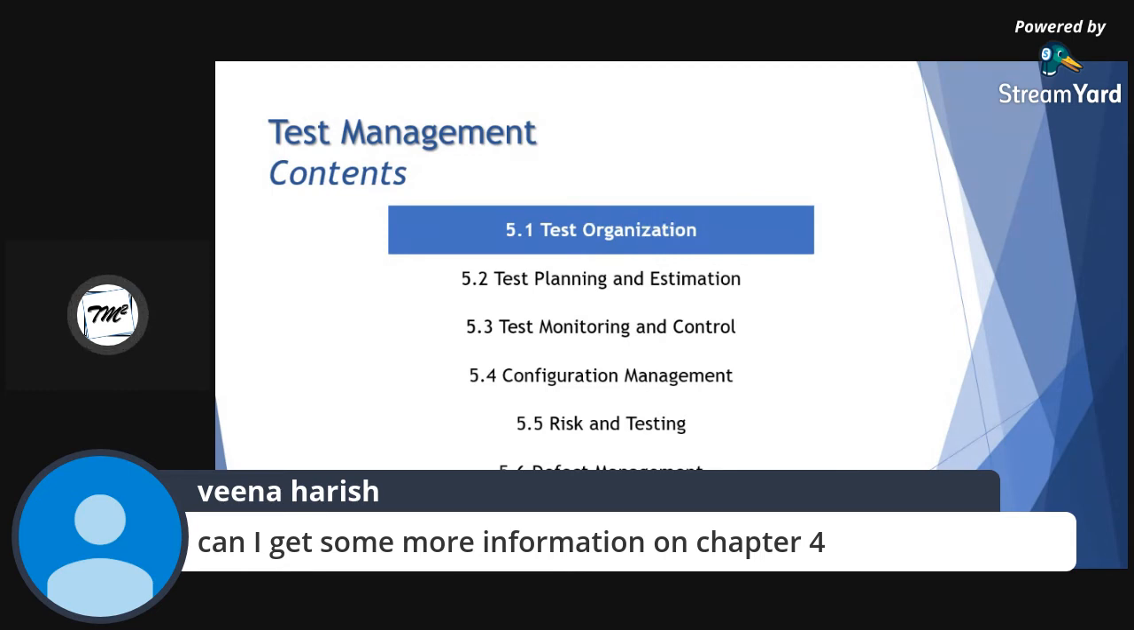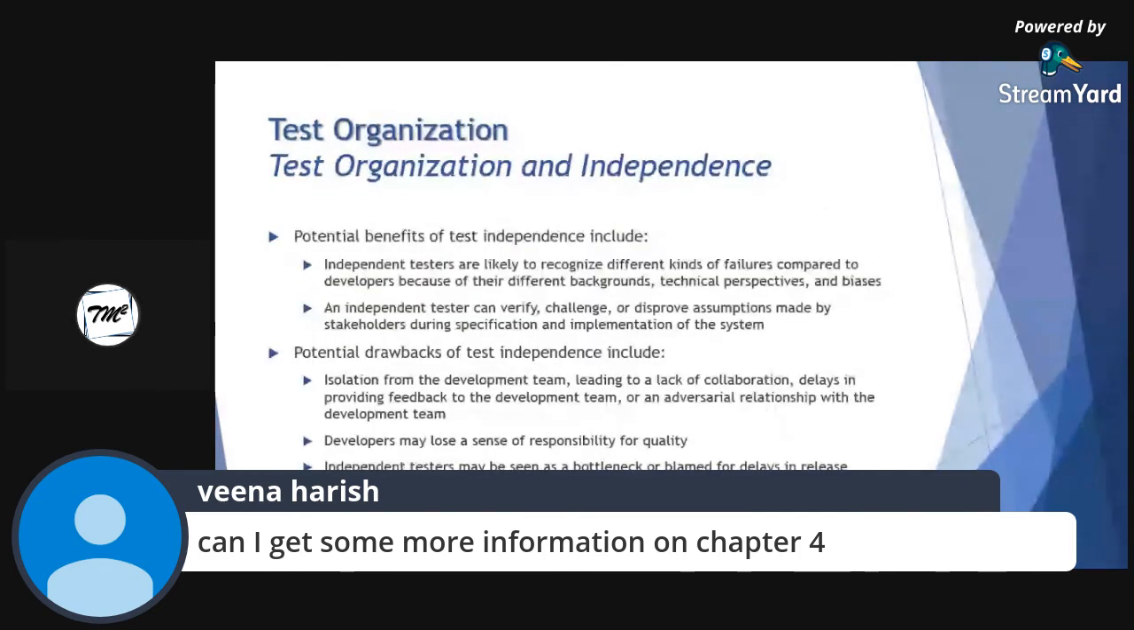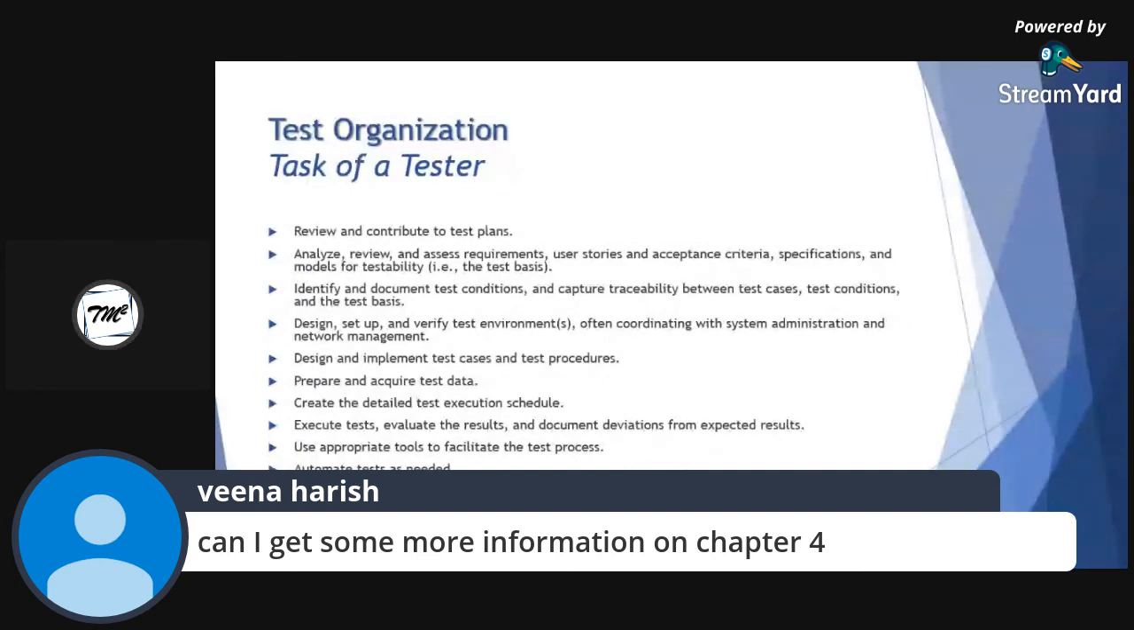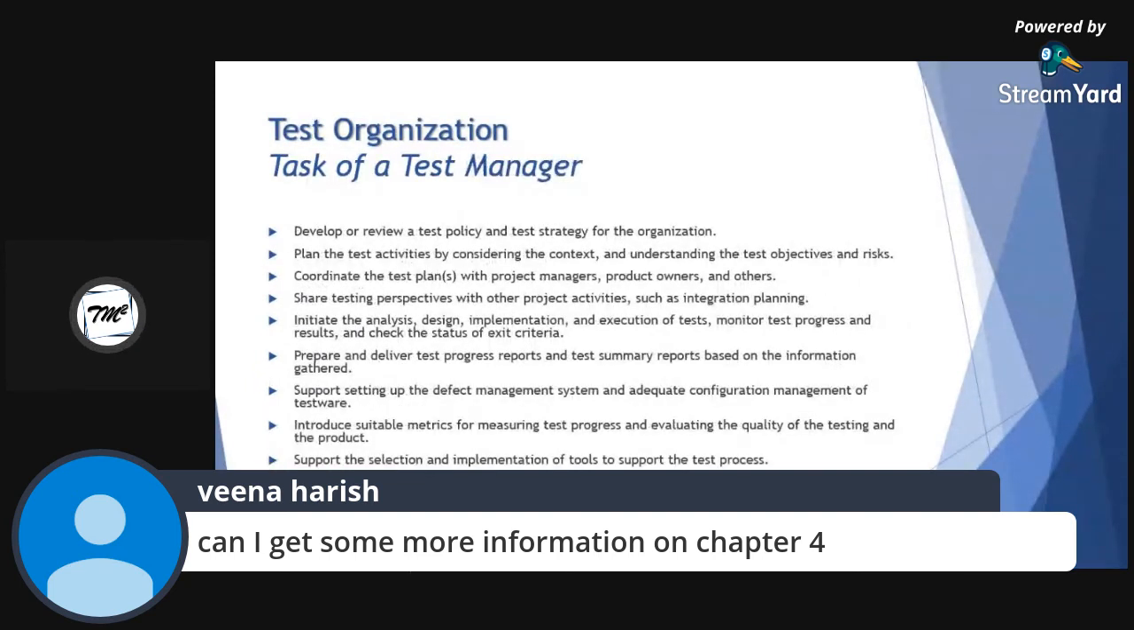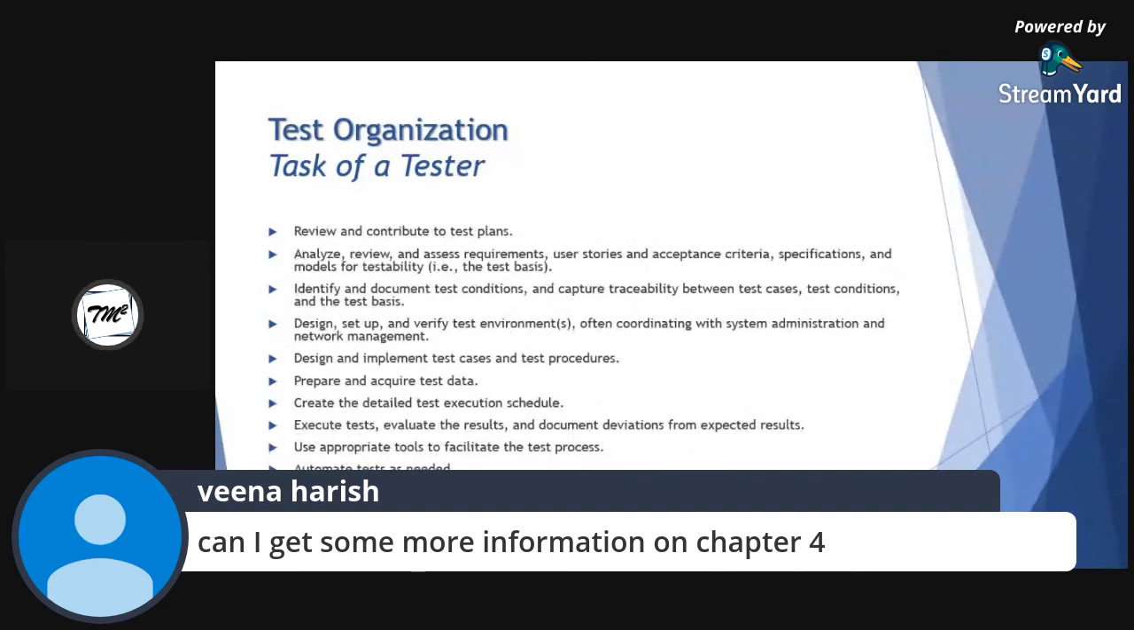So test organization will generally tell you what exactly it is, the organization structure, how people are distributed, how roles are distributed within the organization, how it works, and so on. The test planning and estimation is about the planning. Of course, the first topic also covers the task of a test manager and tester. So it's a straightforward point, no twist involved. The only twist they can use here is they can ask you which is not a task of a tester or which is not a task of the test leader. So you just have to be careful with that.